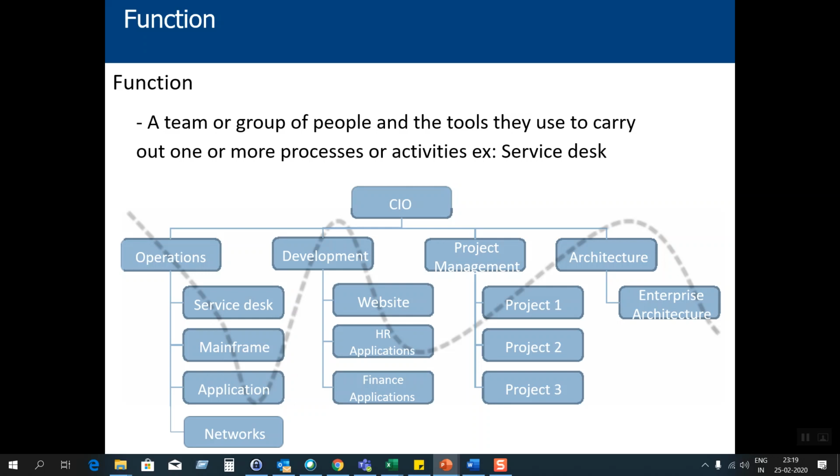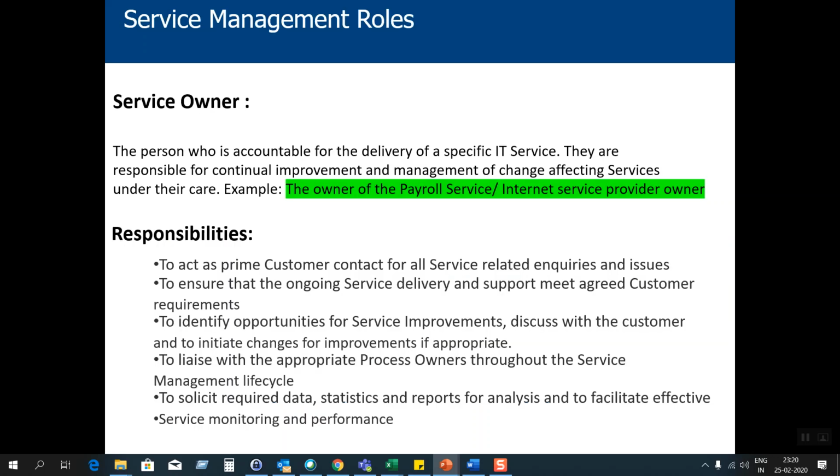Two or more processes operated by tools or people are called a function, which means that under operations you can see a lot of processes, under development you can see a lot of processes, under project management you can see project 1, project 2, project 3, and under architecture you can see there is a sub process. Okay, now this is one more keyword. We still haven't entered into the life cycle. These are the major keywords that we are discussing before even entering into the life cycle.